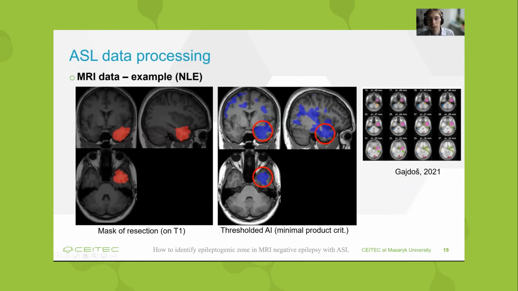Now with a different presentation, here you see a bigger image with the resection mask of one selected patient from our data set. And here you can see a thresholded asymmetry index map. And the important thing is a nice overlap of the resection mask with the thresholded asymmetry index mask.